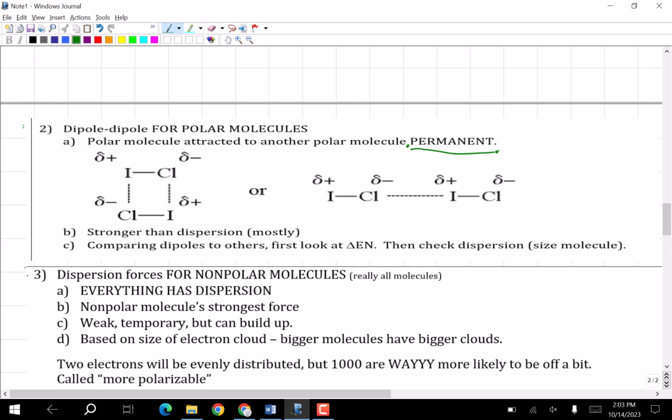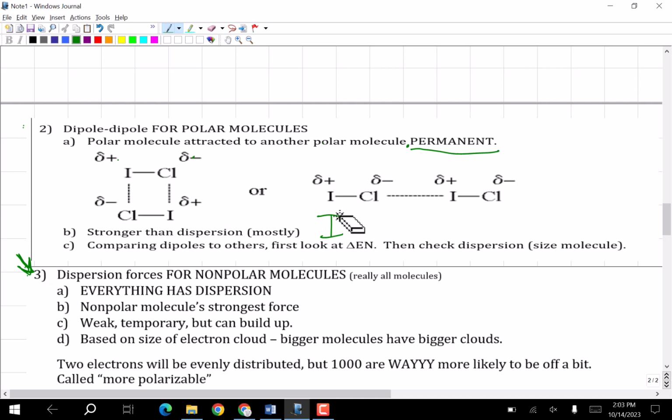The last one is not permanent. H bonds are permanent, these aren't. So I to Cl is a polar bond, right? I've got myself a polar bond right here. This is the negative end, this is the positive end. Well, guess what, boys and girls? Negatives are attracted to positives. Yeah, I think you knew that already, right? This is stronger than dispersion forces, which is our redheaded stepchild we pay the least amount of attention to down here. And we're going to compare dipoles to other ones.